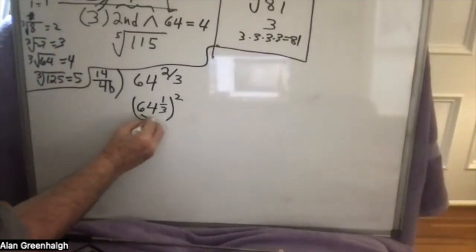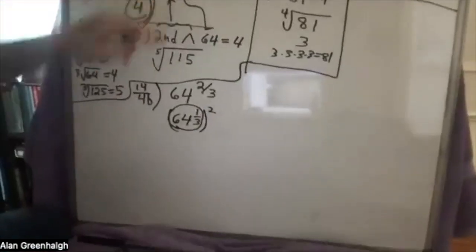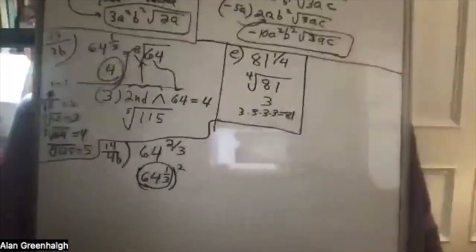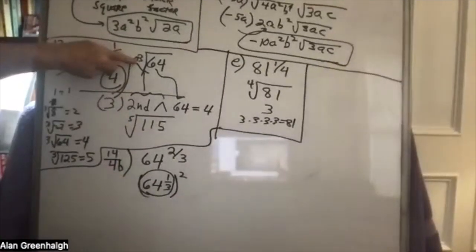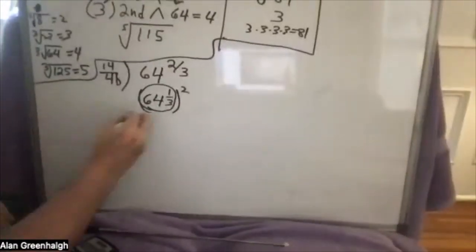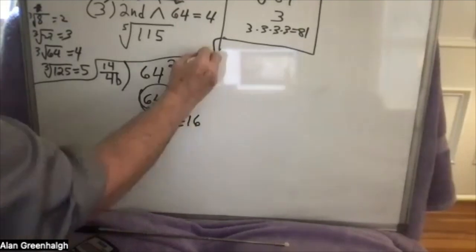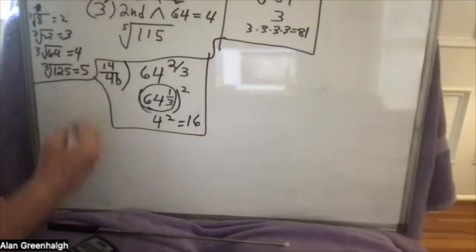So this we did already up here. Up here, the third root of 64 is 4. And then to the second is equal to 16. Okay, so we took care of that.